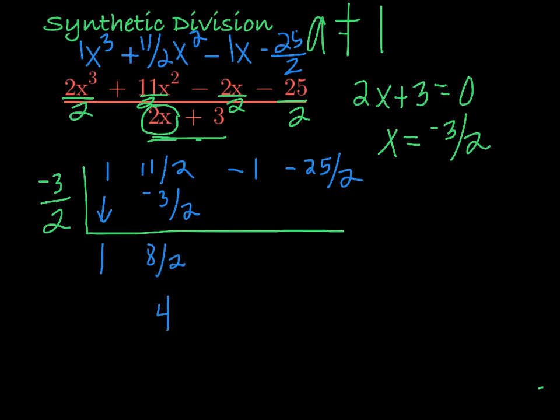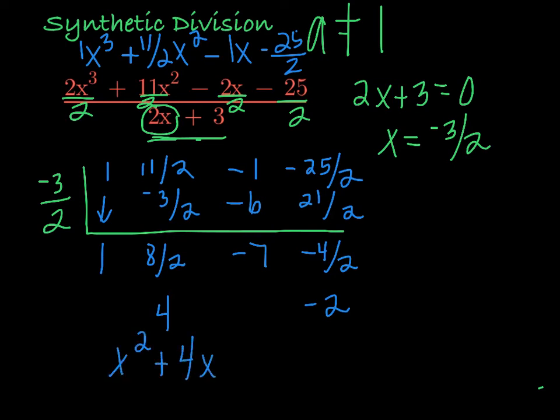So now I'll look at 4 times negative 3/2. That's going to be negative 6. Add that to negative 1 to get negative 7. And then multiply negative 3/2 times negative 7, and that will be positive 21/2. Add, that will be negative 4/2, which will be negative 2. Okay, so now my polynomial is going to say 1x squared plus 4x minus 7 with our remainder of negative 2.